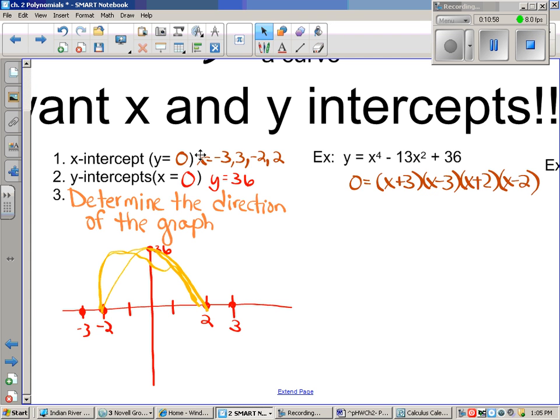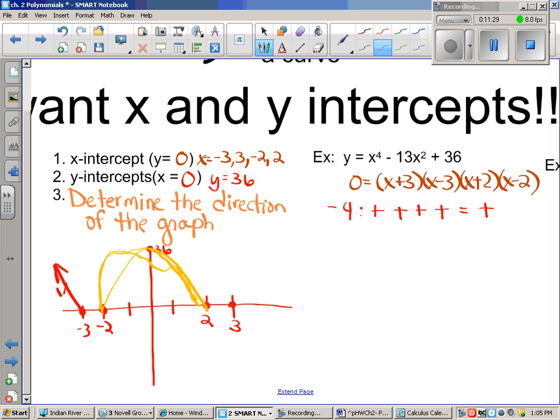So now I'm going to test some roots. I'm going to start with -4, only because it's to the left of -3. So when I plug -4 in here, -4 plus 3, is that positive or negative? How about -4 minus 3? -4 plus 2, -4 minus 2. Again, we're multiplying, so 2 negatives make a positive, 2 negatives make a positive. Overall, this part is positive, so that part goes up.